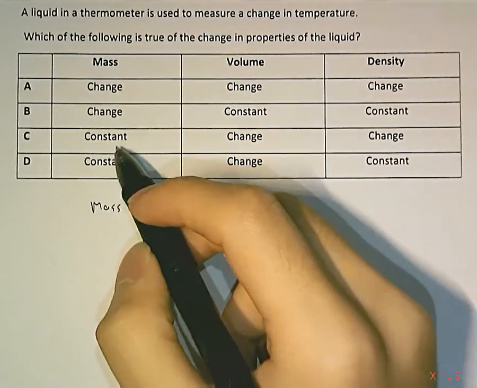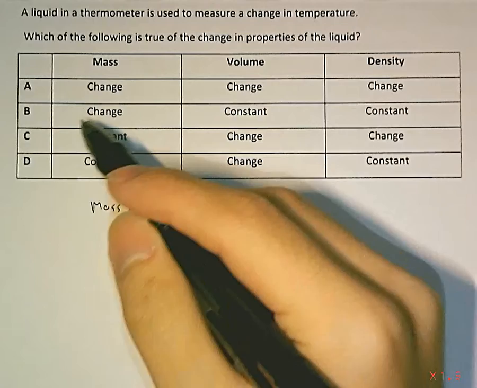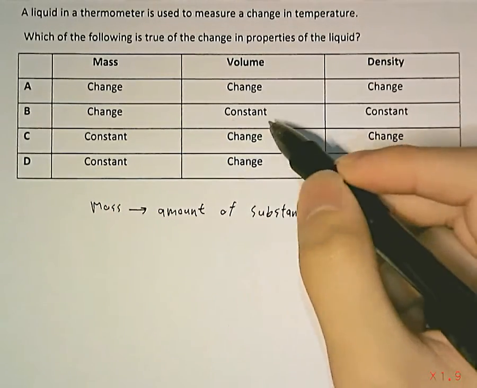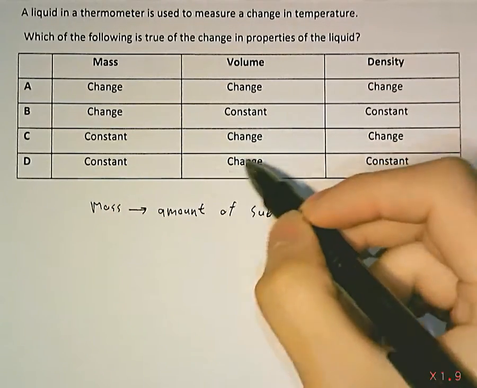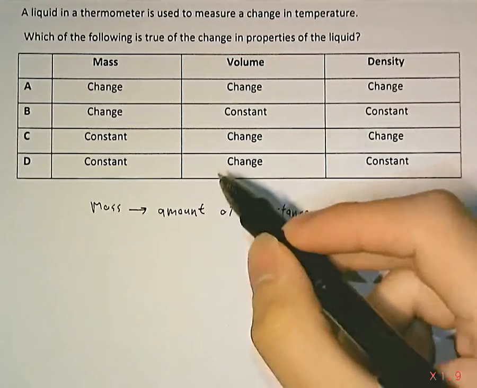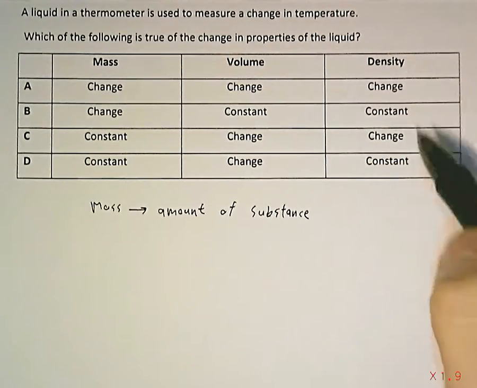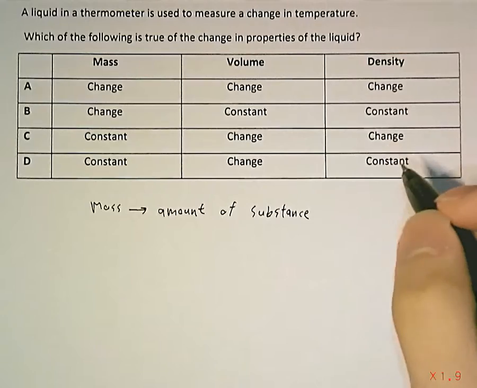So actually the mass remains constant, and we are looking at options C and D, but its volume is going to increase, and both C and D give us its volume as being something that changes. So what about its density? Does it change or remain constant?